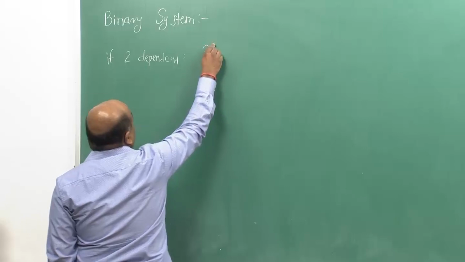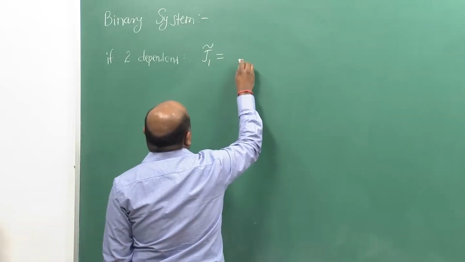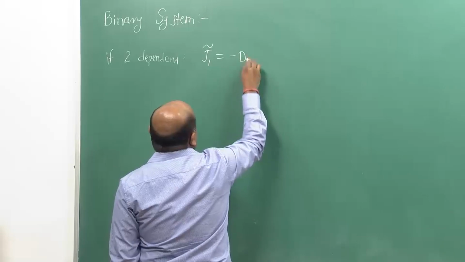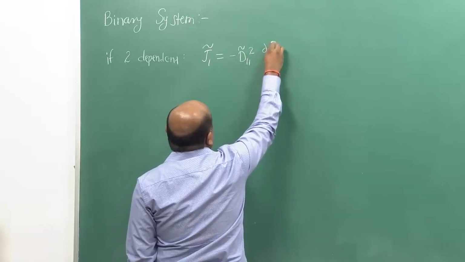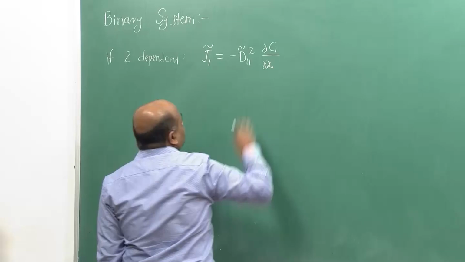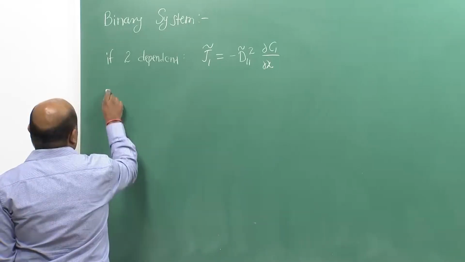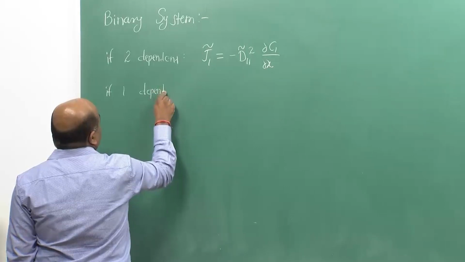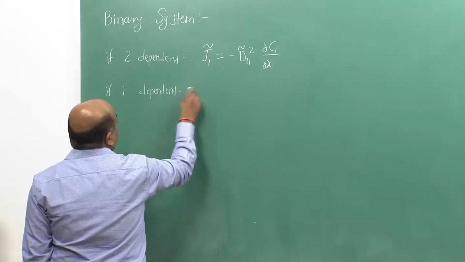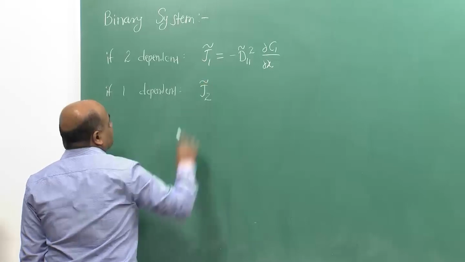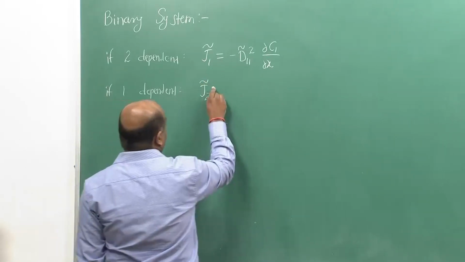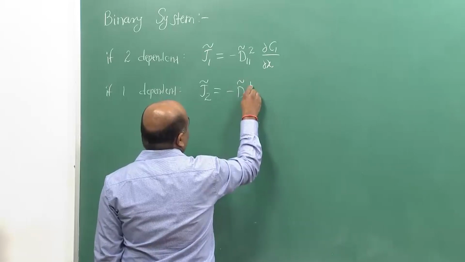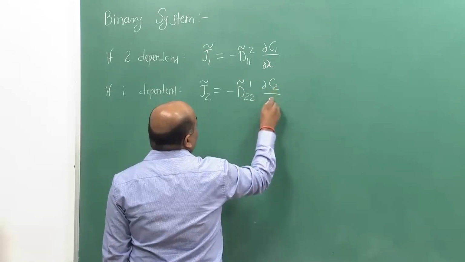then we can write J1 tilde equal to minus D11 tilde 2 dou C1 by dou x, and if we treat 1 as dependent, then we can write flux 2 is independent. We can write it as J2 tilde is equal to minus D22 tilde 1 dou C2 by dou x.